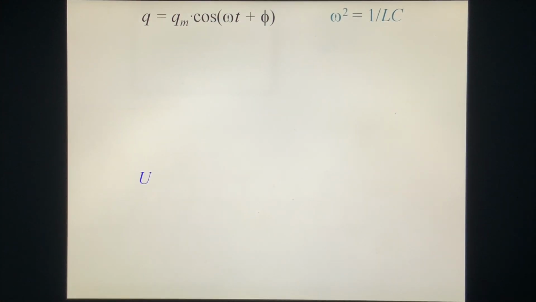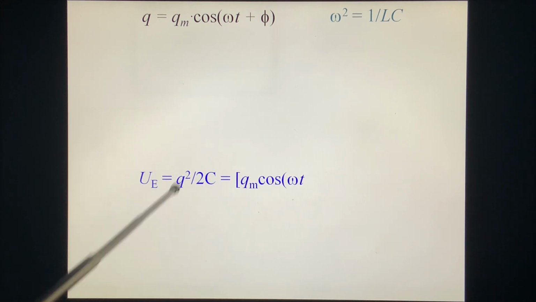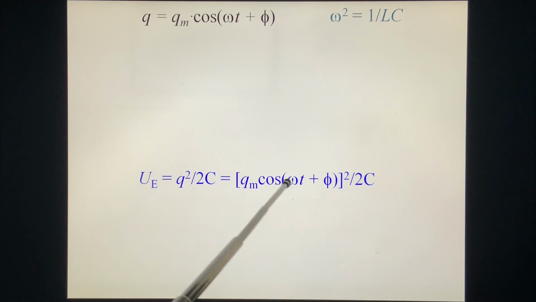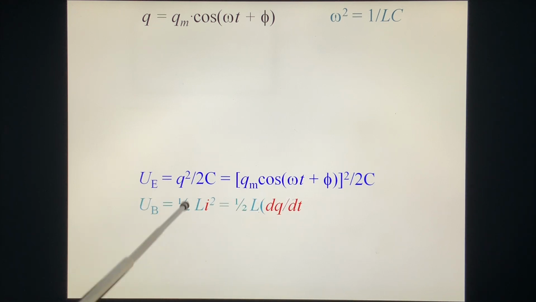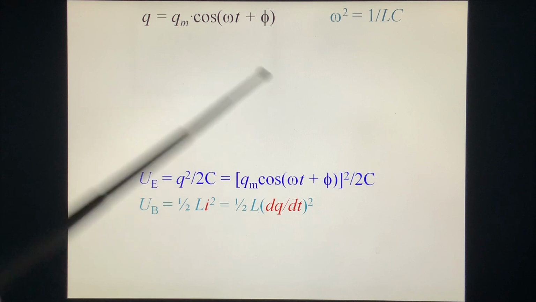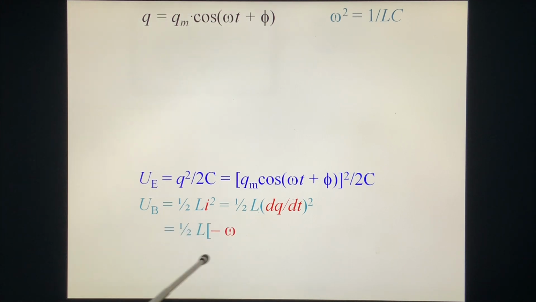This is our answer. We see the energy of the electric field is Q squared over 2C, and Q is Qm cosine(omega t plus phi). The magnetic energy is concentrated in the inductor. It's half L I squared, where I is dq/dt. Now we do the dq/dt. We find minus omega, so we have minus omega Qm sine. And then we get this answer.